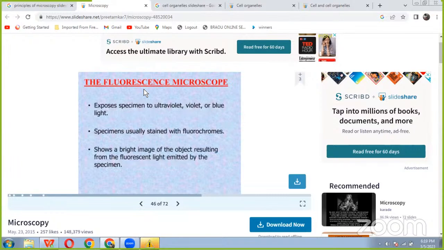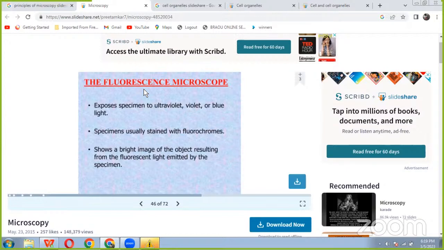Next, we'll discuss the fluorescence microscope. The fluorescence microscope is one type of the compound microscope we already discussed. What is the importance of fluorescence? Mainly, the structure and function of the cell organelles and other components can be studied in the fluorescence microscope.